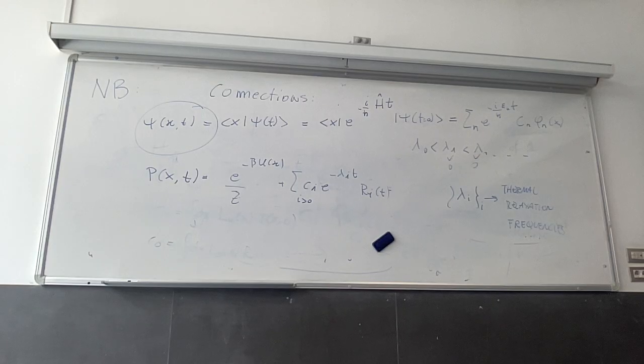So all information about the kinetics by which you reach equilibration is contained in the spectrum of eigenvalues of the Fokker-Planck operator. Finally, we got our mission done. We understand what the spectrum of the Fokker-Planck operator tells us. Okay? Questions?